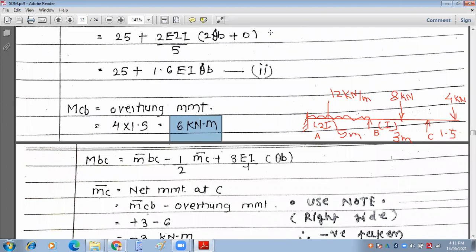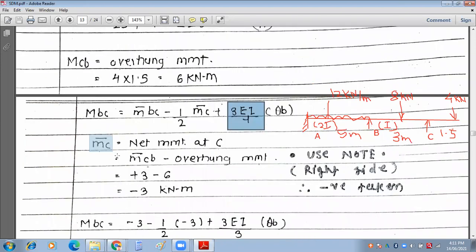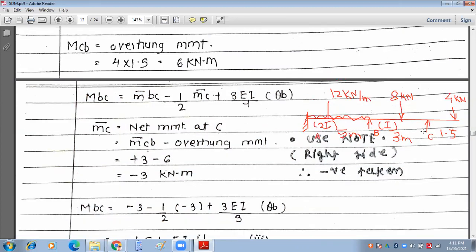Okay, next is for the span BC. For the span BC, fixed moment BC minus 1/2 MC, the moment at C, plus 3 times EI upon L into theta B. Now here, moment at C is nothing but what? There are two types of moment at this location C. One is the moment due to this overhang, and another one is due to this point load. There will be a fixed moment at this end.